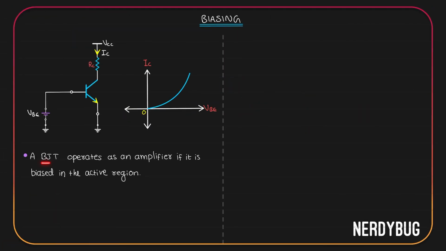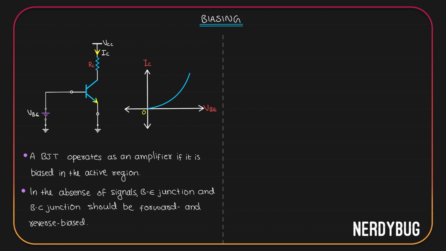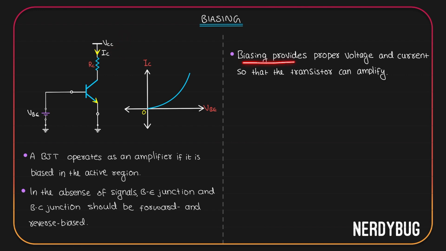We know a bipolar junction transistor operates as an amplifier if it is biased in the active region, which means in the absence of signals, the base emitter junction and the base collector junction should be forward and reverse biased respectively. To forward bias the base emitter junction, I have connected VBE over here. To reverse bias the collector emitter junction, I have also given VCC. By giving a proper value of VBE, I will get a proper value of IC over here. So we can say that biasing provides proper voltage and current so that the transistor can amplify.